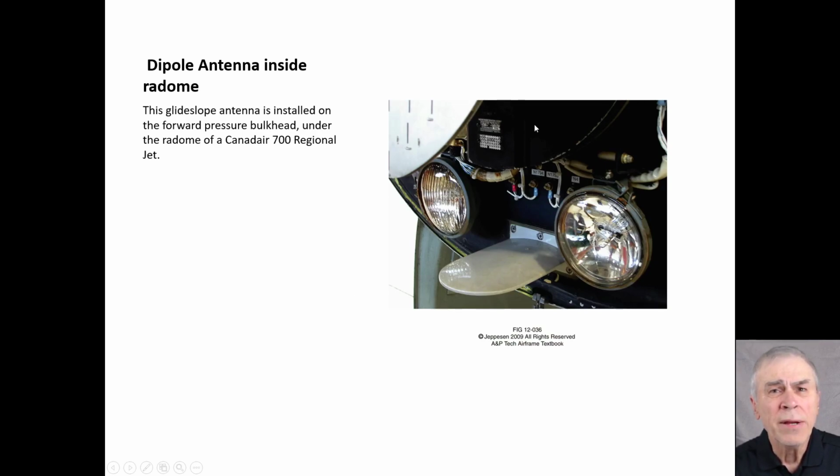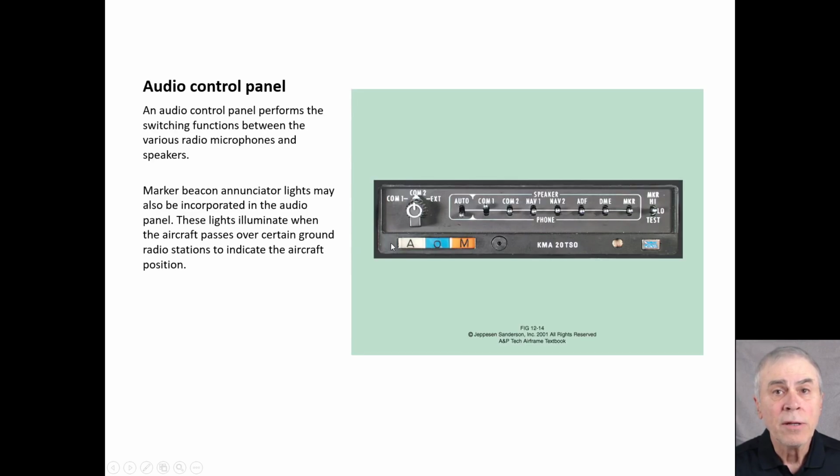This one is in the radome, or the nose of the aircraft, and with the two lights on either side, it almost looks like a tongue or something like that. So glide slope, I usually think of this also. It's a dipole. Sometimes that would come up. Yeah, this one's a Canadian jet.